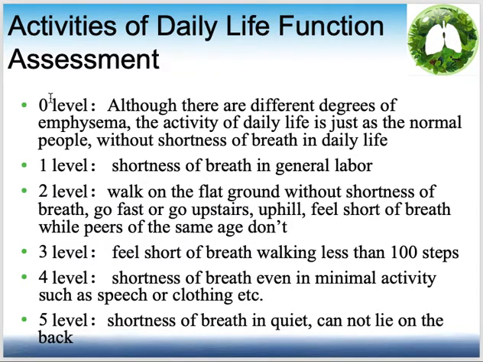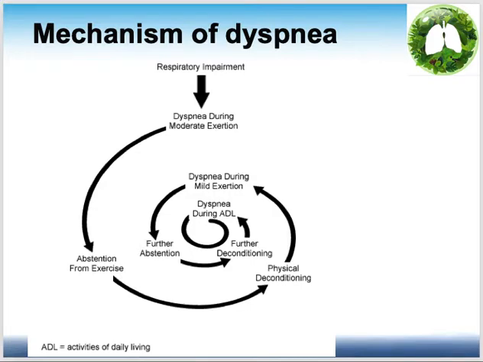See again the same thing, level 0, 1, 2, 3, 4, 5, depending on at what level the patient becomes breathless. Now you can see over here respiratory impairment, there is dyspnea during moderate exertion. Then you can see physical conditioning, and the last thing is dyspnea even while performing ADLs. Okay. Now, again, we know what the muscles of respiration are, what the diaphragm is, what the accessory muscles are, and how the abdominal muscles play a role, and all these things, right?